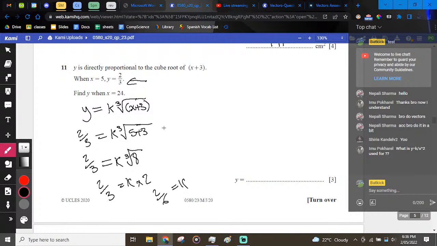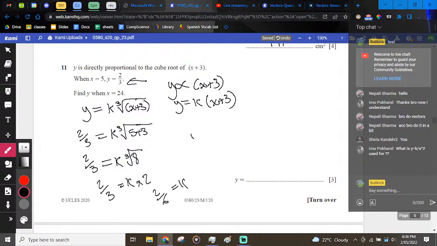Y equals k over x squared. It's the same idea, but that would be a different question, because here it's asking for y to be directly proportional to the cube root of this. So without the k, it would be y is directly proportional to the cube root of x plus 3. When you write it as an equation, it's y equals k times that. And if you have given values of x and y, you can calculate k, like I did here.